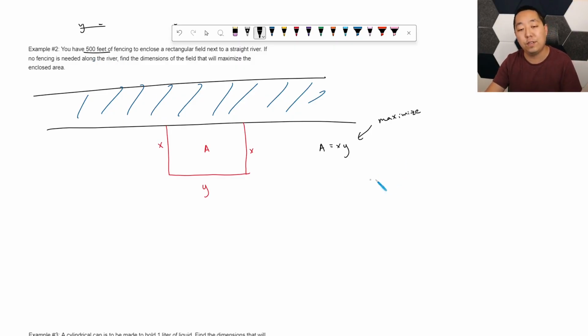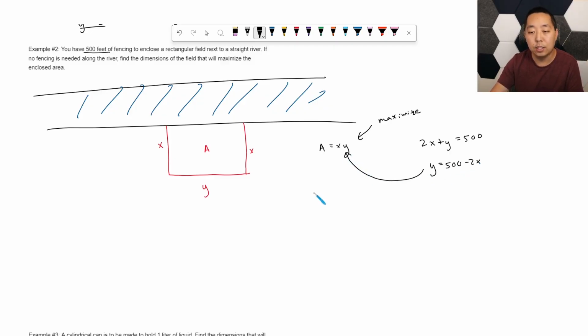I have 500 feet of fencing. That means the perimeter has to add up to 500. So it's 2x plus y has to equal 500. And then what you can do is solve for y or x, but I'll solve for y because it's easier, and then plug that into here to get area in terms of a single variable.